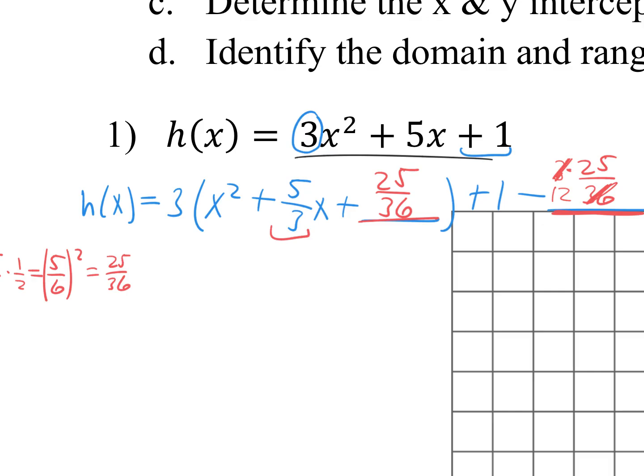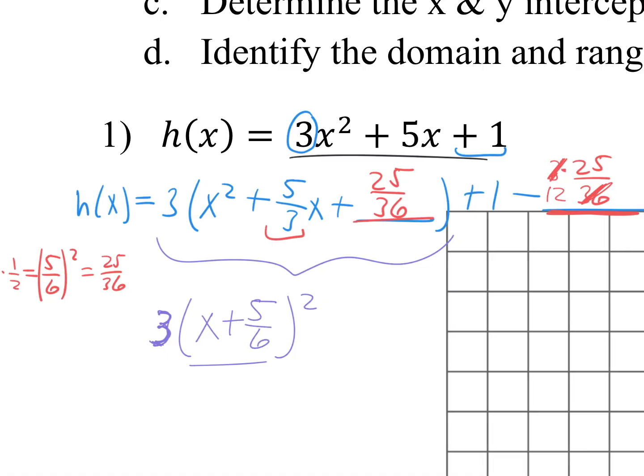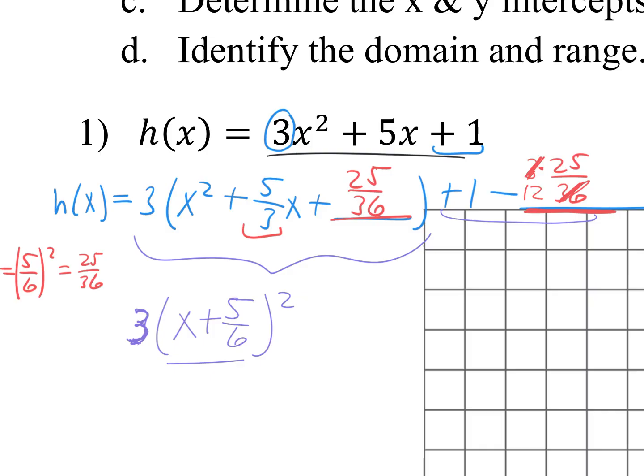All right? And then this part here is going to become 3 times, right? The point of completing that square is that we can rewrite it, right? So this is going to be something squared, right? What's going to go in those parentheses? Yeah, good. x plus 5 over 6 squared. All right? And then I still have that plus 1 minus 25 over 12.